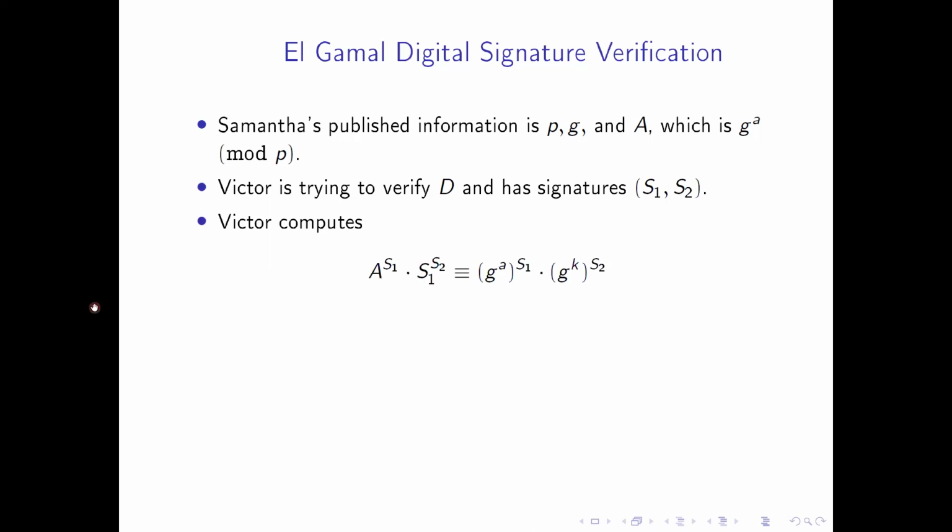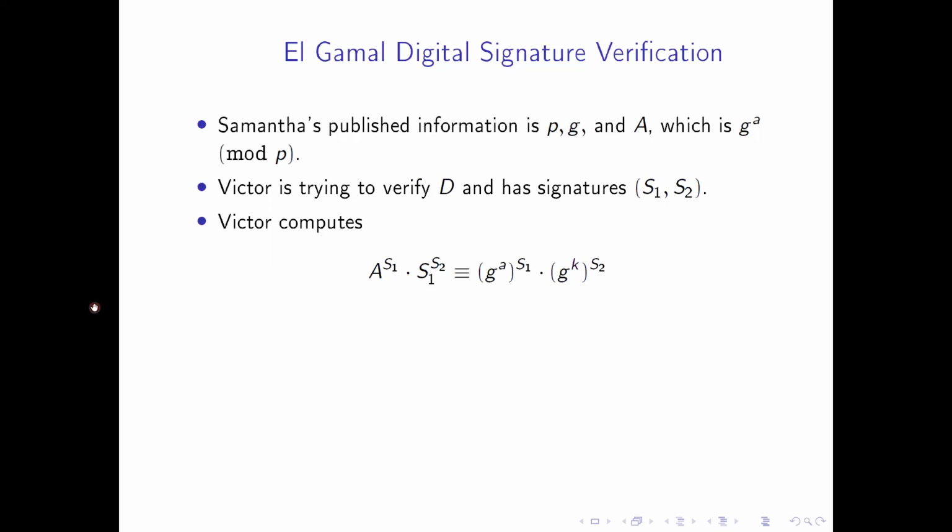He computes this, which is actually very straightforward. He takes big A, that's already put out there on the internet, raises that to the S1, and then takes S1 to the S2. So notice S1 is both an exponent and a base. That adds a little bit of complexity to this problem.